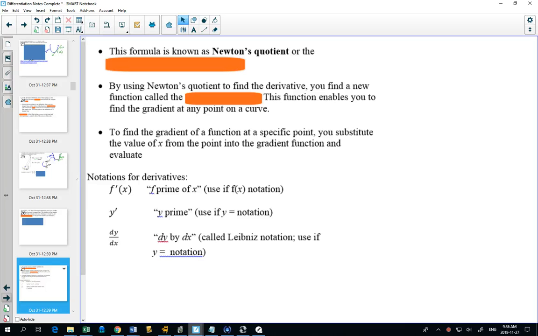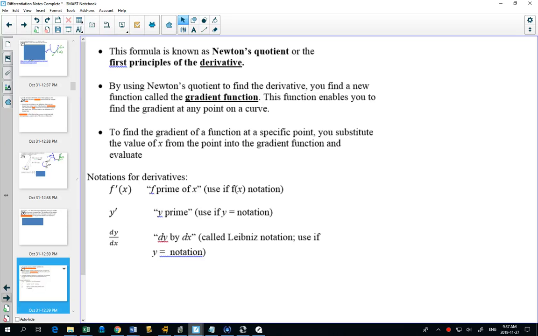So this formula is known as Newton's quotient, or first principles of the derivative, or the definition of the derivative. And if you use that, you can find a new function called the gradient function, or the derivative. And like I showed in the example before, if you want to find the slope of the tangent at a certain point, you can use that new function that you found and plug in the point to find the slope.